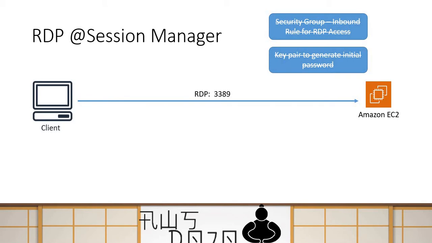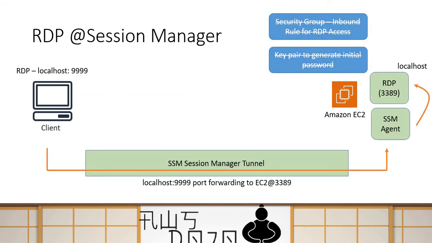So these two things you don't need to do. And then you can still connect to your EC2 instance over the RDP port. So how does it work? That's where port forwarding comes into play.